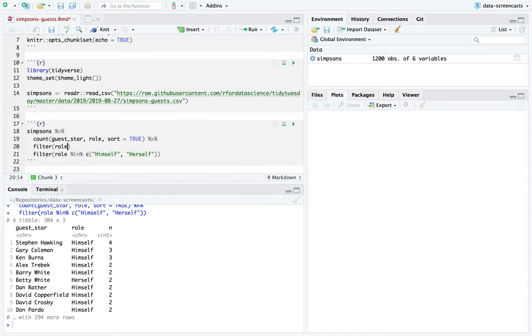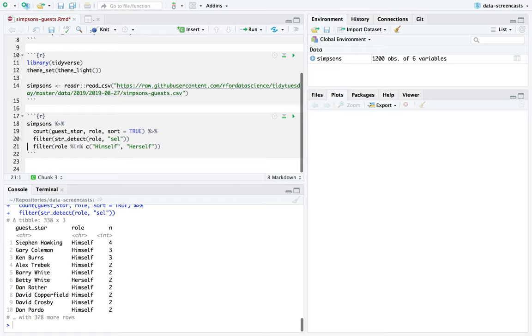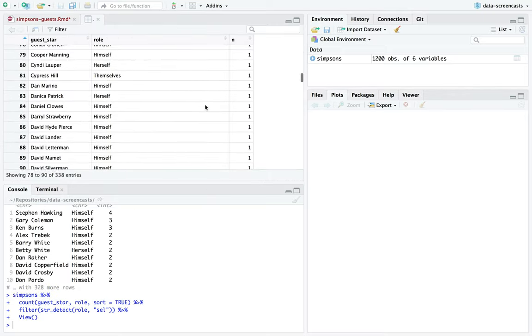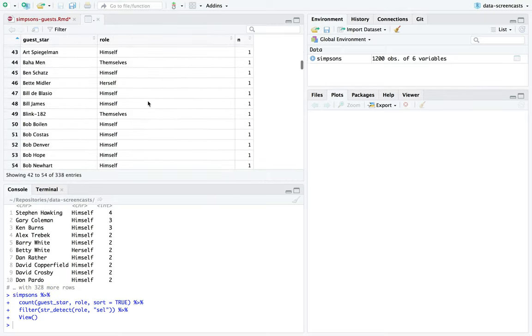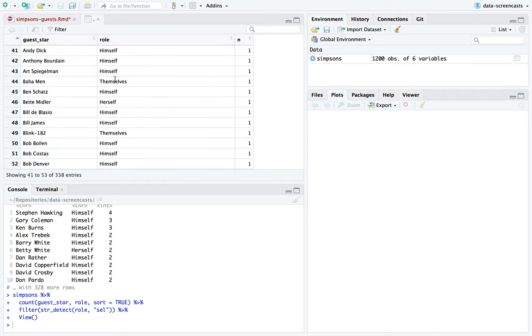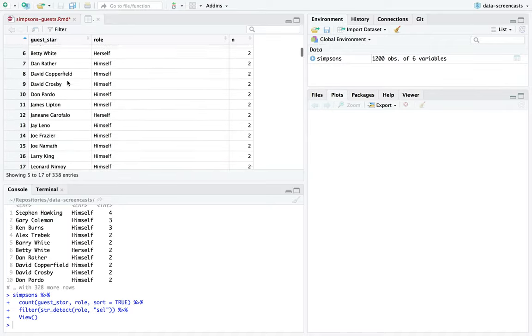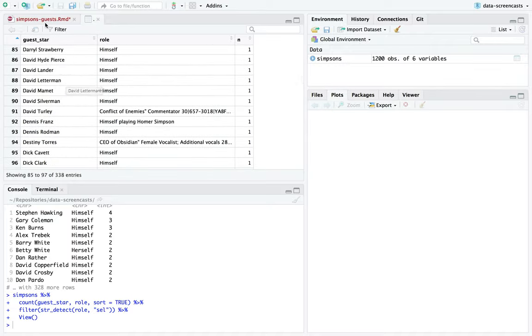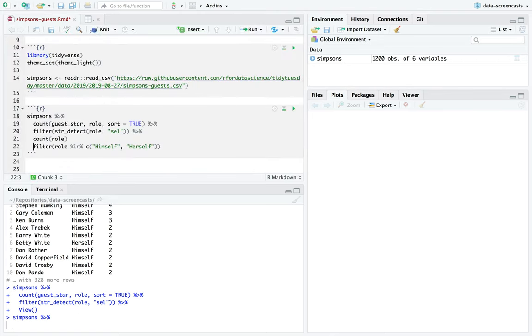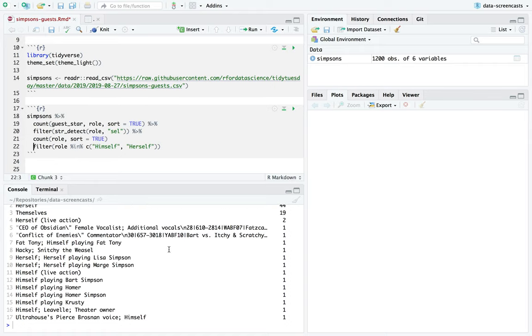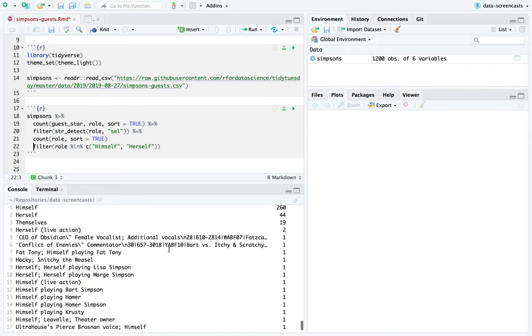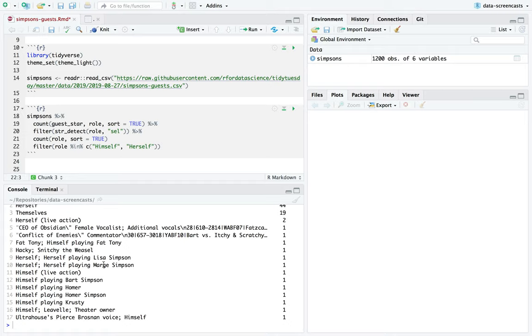Is there any other way to name themselves that I might be missing? Detect role. Nope. Here it is. Himself playing Homer. Blink-182 as themselves, like bands would play themselves. All right, and I'm seeing if there's any other examples with count role. There's a lot of variety here.